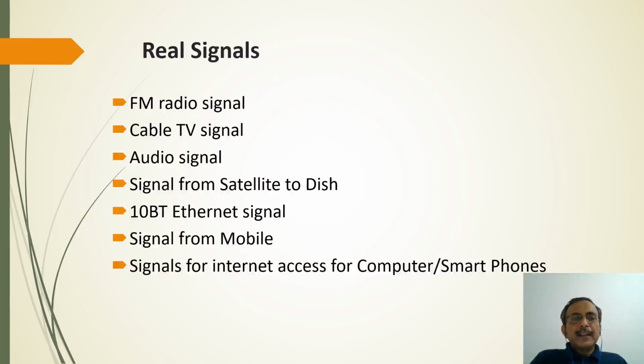Practically speaking, we are actually in a pool of signals all around us. For example, we have got the FM radio signals, which is present almost everywhere. We have got the signals from the mobile tower. We use mobile almost everywhere. We have got the signal available.